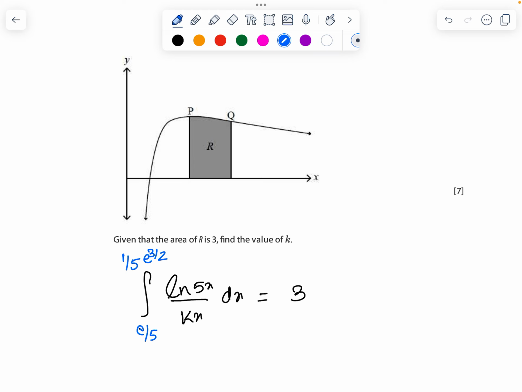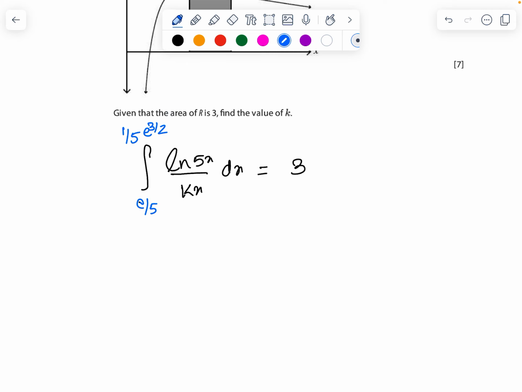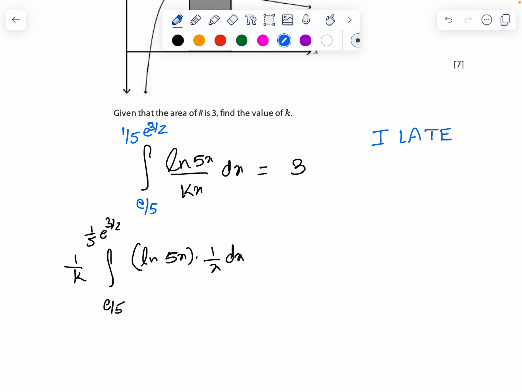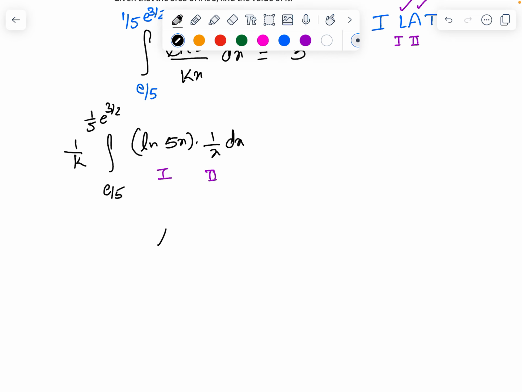Now I have to find the integration for this one. So what am I going to do? I am going to write 1 upon k outside, integral e upon 5 to 1 upon 5 e power 3 by 2 of ln 5x times 1 upon x dx. So I am using the concept ILATE. I have here a logarithmic function and an algebraic function. So logarithmic is my first function, algebraic is the second function. Integration by parts is first function times integral of second function.